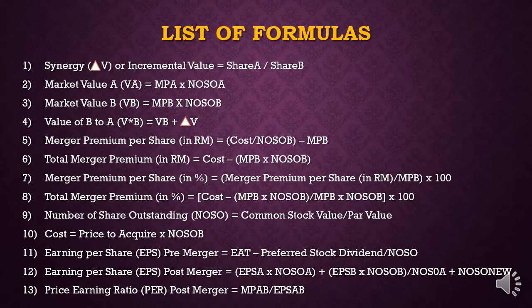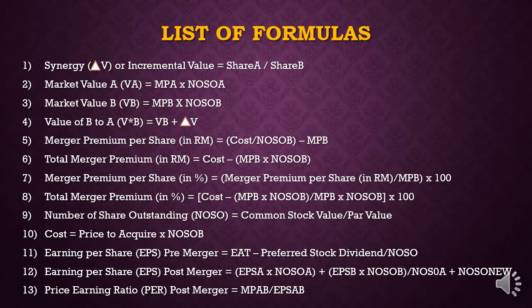And for the last formula regarding price earnings ratio, which is PER for the post-merger, the formula is equal to MPAB, which is the market price after the merger happened, divided by EPS AB, which represents the earnings per share of the merged company after the two companies are merged.